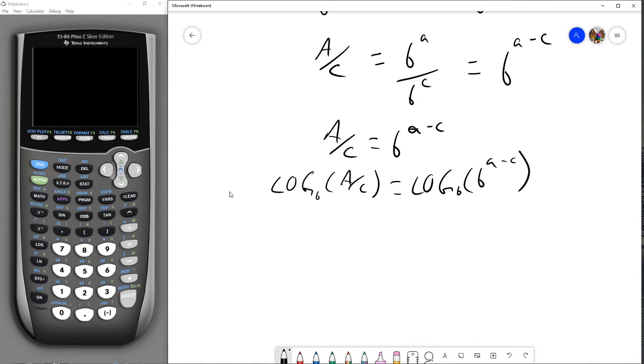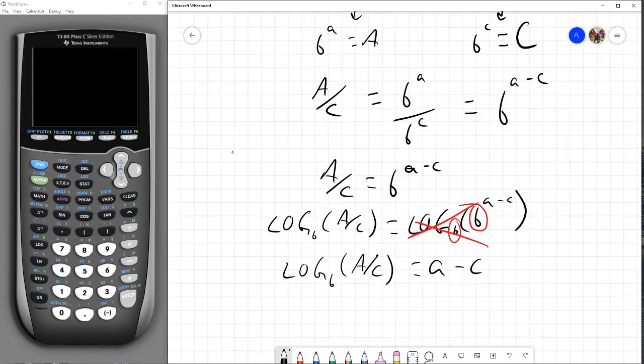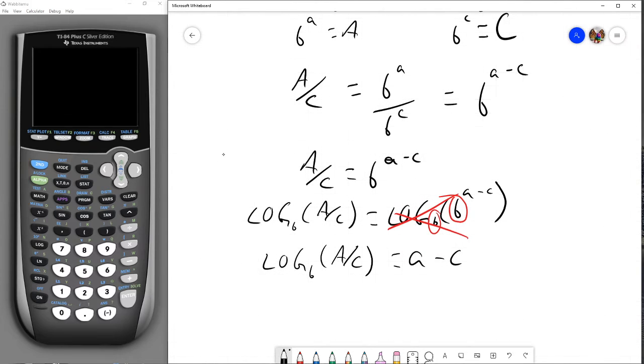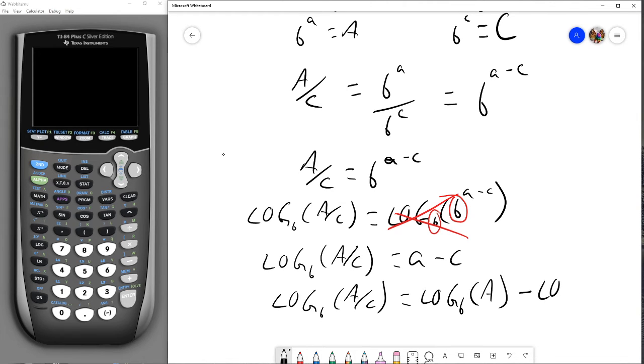Now on the right side again, notice the bases are the same, so we'll kill those off. That leaves us with log base b of a over c is equal to a minus c, and a and c are both our logarithms right here. So all we need to do now is substitute those back in, and we have proved our law of logs. So log base b of a over c is equal to log base b of a minus log base b of c. End of proof.